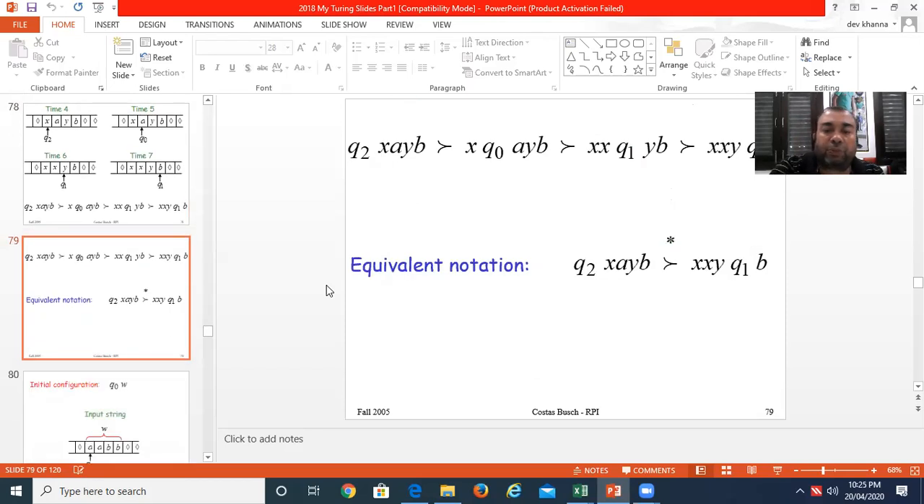So these four moves can be written as Q2 X A Y B, with a star above the instantaneous description sign. It means that after multiple moves, star has been discussed many times. If a star occurs above any symbol, it means this symbol, this ID, has been used multiple times. And finally X X Y Q1 B.